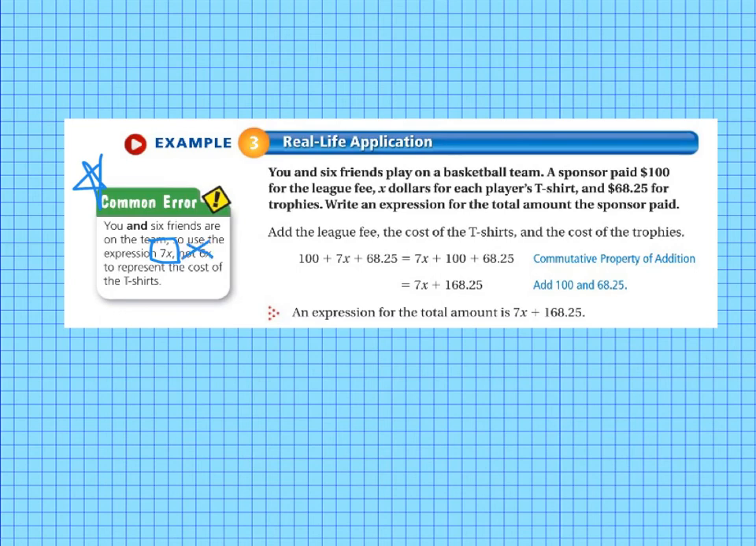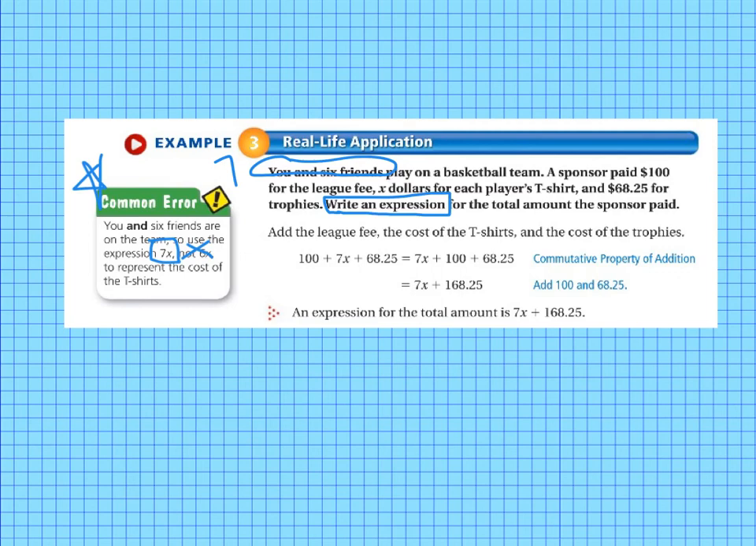So that is actually something that I see quite a lot, because students like to go through and pick out the numbers and use them without actually reading the words around those numbers. So be careful. So it says you and 6 friends, so that's 7 people, 7 players. So it's asking us to write an expression for the total amount the sponsor paid. It's not asking us how much the sponsor paid. It's asking us to write an expression.